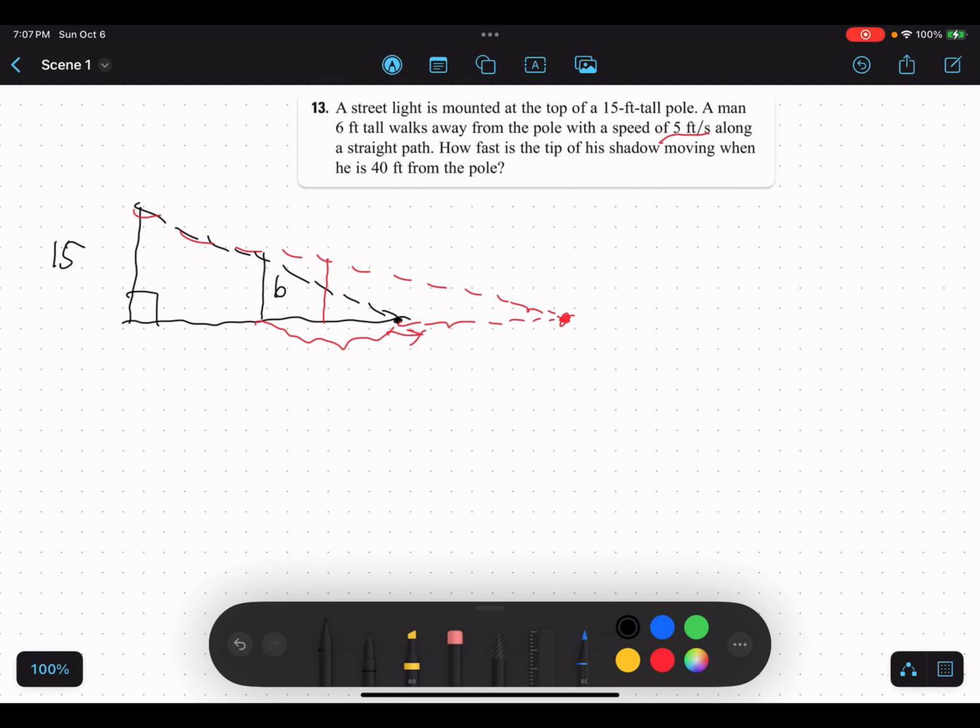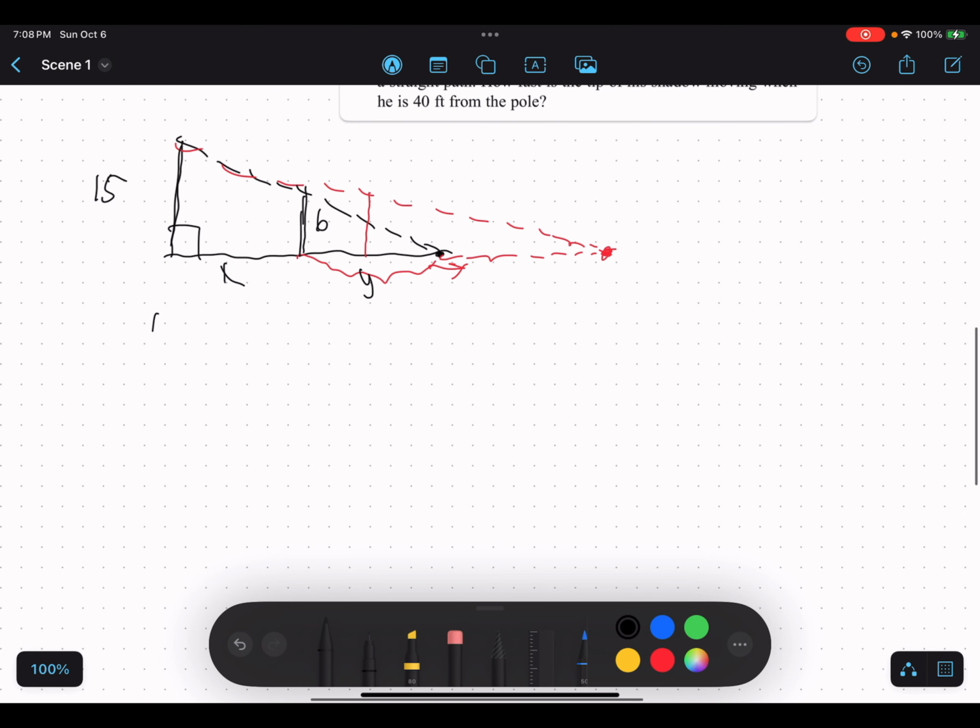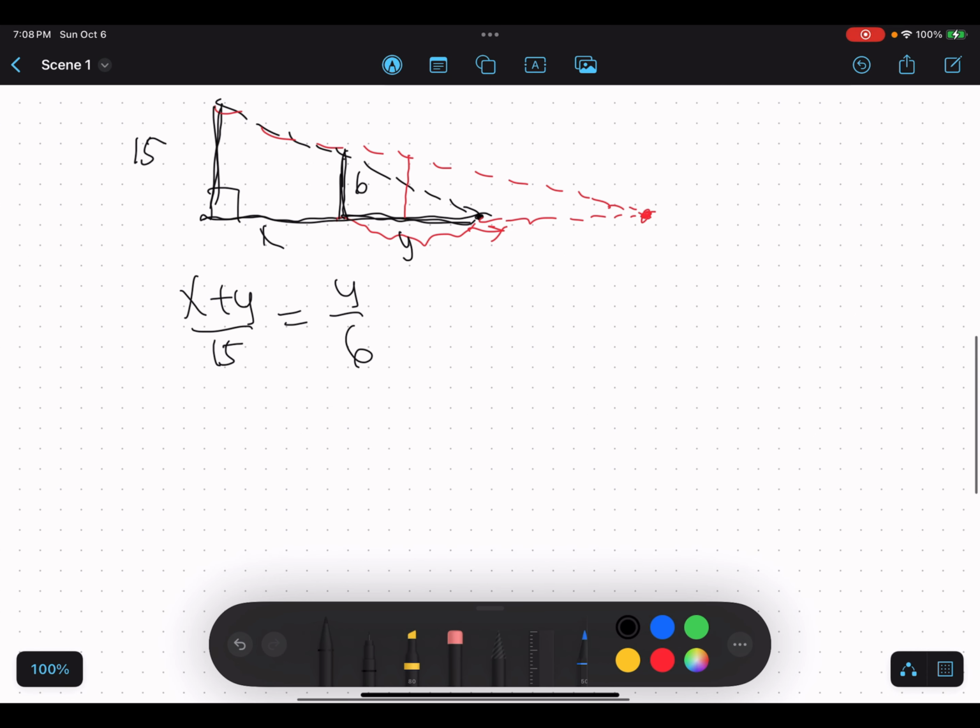So now we just assign some variables around. So let's say this part we assign as x, and this part we assign as y, all right? Now you have to use some trig here, and you have to recognize that this triangle here is similar to this triangle here. So we have x plus y over 6, right? This length to this length, and this length to this length. Let's multiply it out. Oh, sorry, not 15.